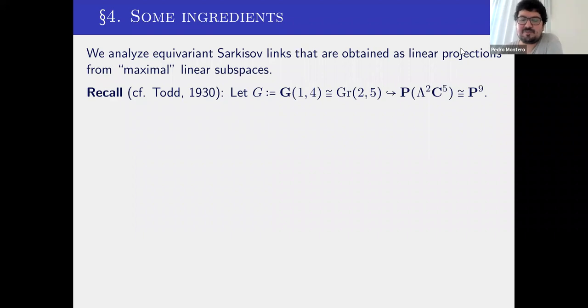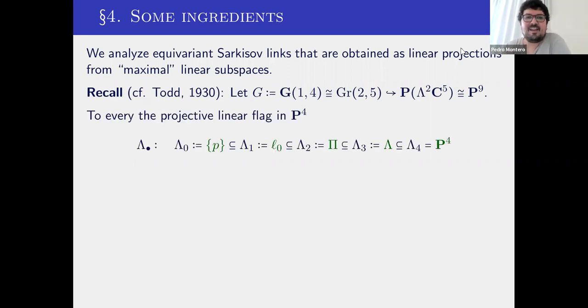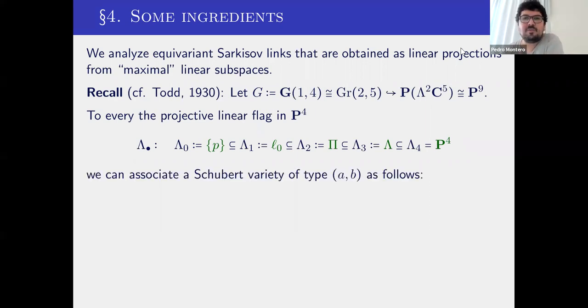So let me fix some notation. G will be the Grassmannian. I think for psychological reasons, in this part it's better to think of the Grassmannian as lines in P4, okay? So if you are in P4, you can fix a flag of projective subspaces: a point, a line, a plane, and a volume. And this is a flag in P4, okay? To this flag, you can associate the so-called Schubert varieties. I will give you the formal definition, but please don't read it.